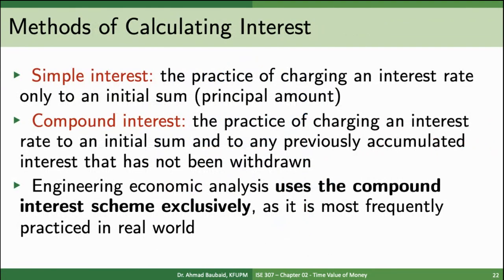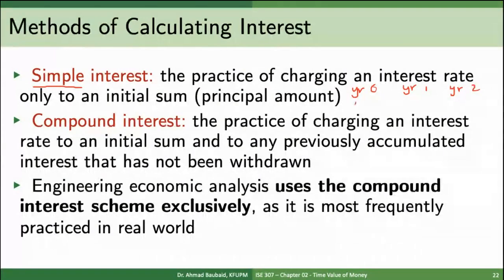Now we're going to talk briefly about two different ways of calculating interest. I'm not sure if we're going to have time to cover both types, but we'll see. The first way is called simple interest. What this means is that you're charging the interest only to an initial sum of money, only to P, the principal amount. So, for example, year 0, year 1, year 2, etc.